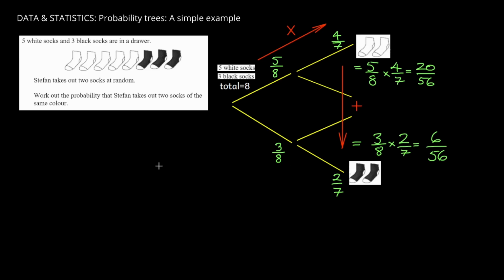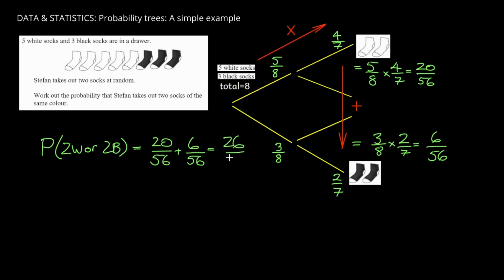So bringing that all together, we can say the probability of getting 2 white or 2 black is equal to 20 over 56 plus 6 over 56, which is equal to 26 over 56, which cancels down to 13 over 28. And that is the answer.